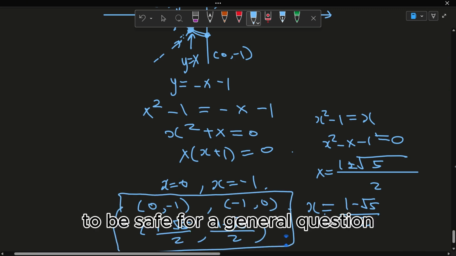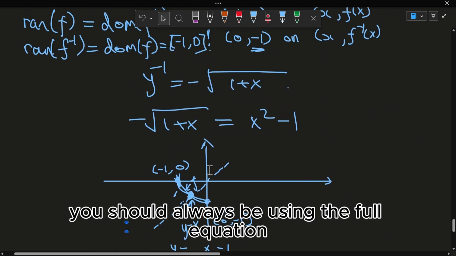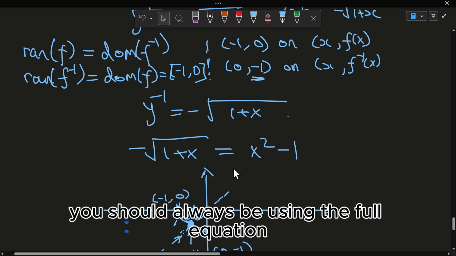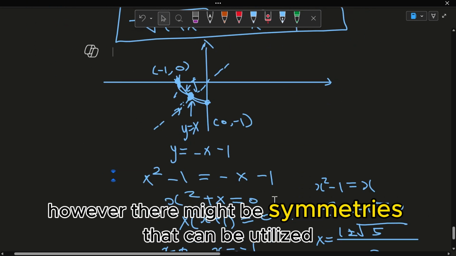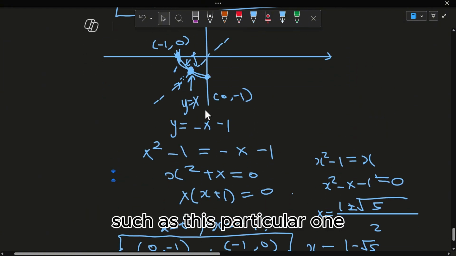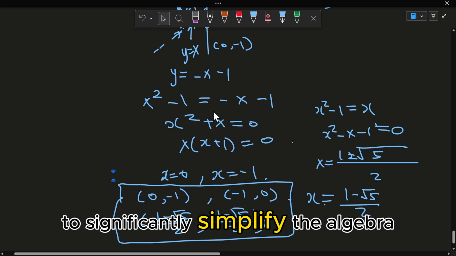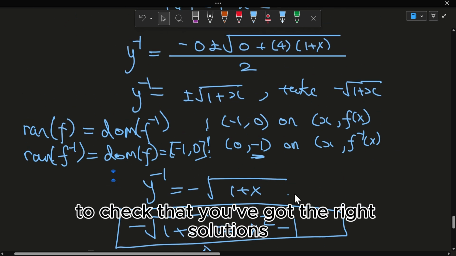To be safe, for a general question, if the function is not increasing, you should always be using the full equation. However, there might be symmetries that can be utilized, such as this particular one, to significantly simplify the algebra. But you should think intuitively and algebraically to check that you've got the right solutions.